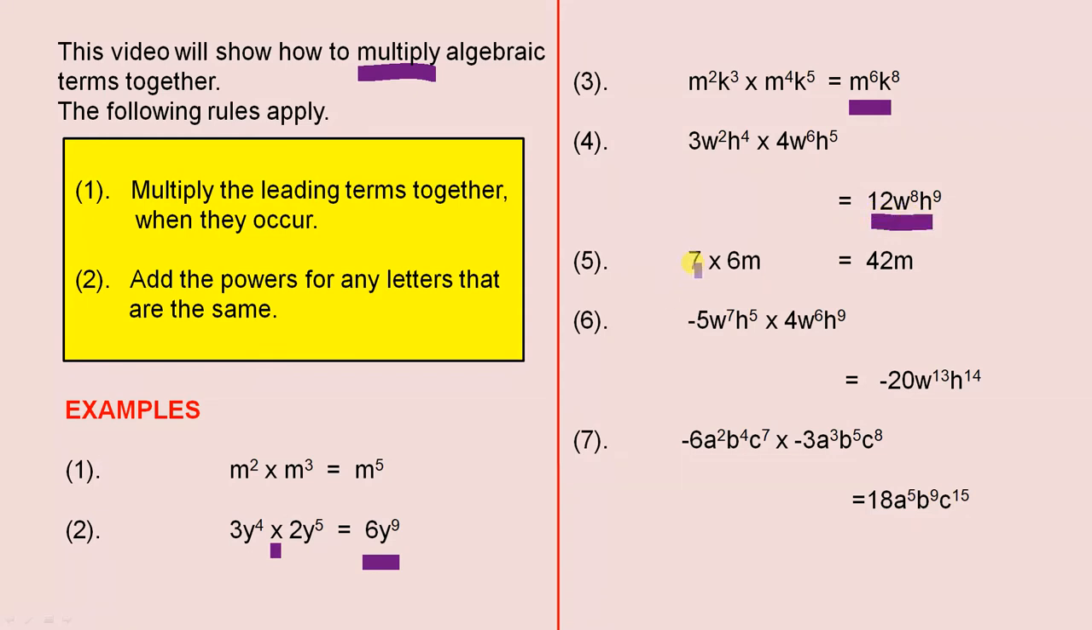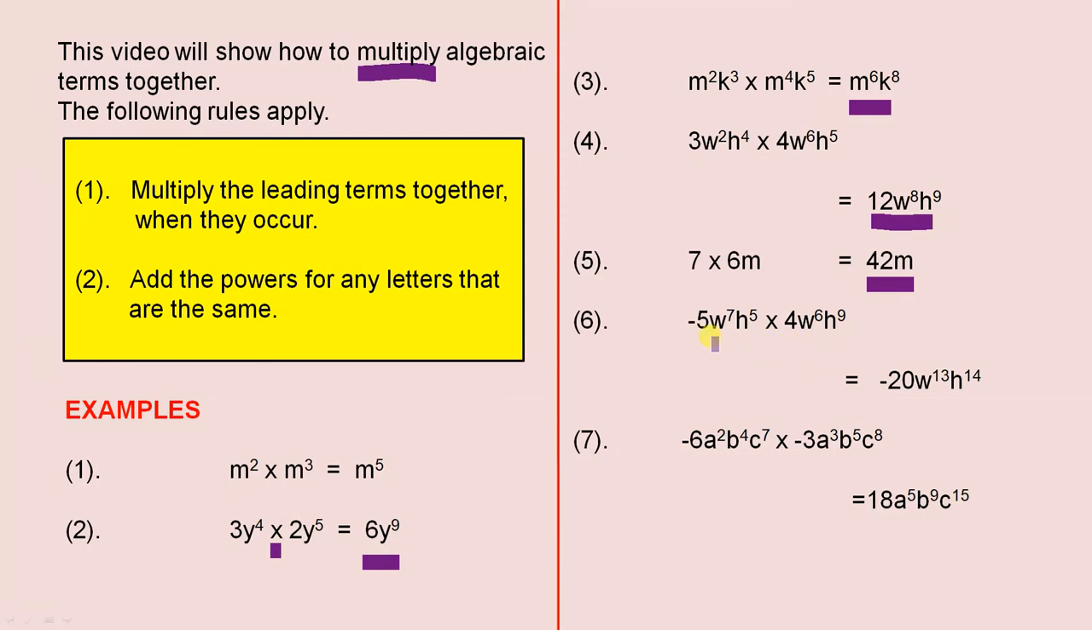Here we have a 7 and a 6. The leading term here is 6, and that's just a 7 by itself. Even though there's no letter there or pronumeral, you are allowed to go 7 6s are 42. You're allowed to do that. And then you just write the m, because there's nothing else. There's just the m by itself, so it's 42m.